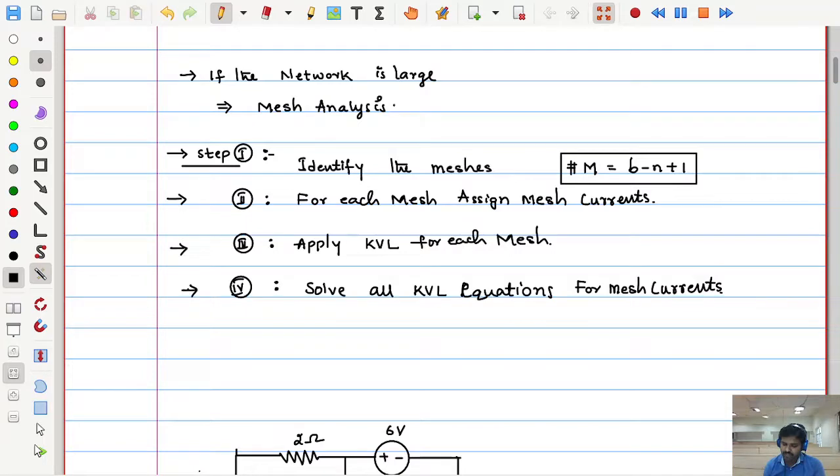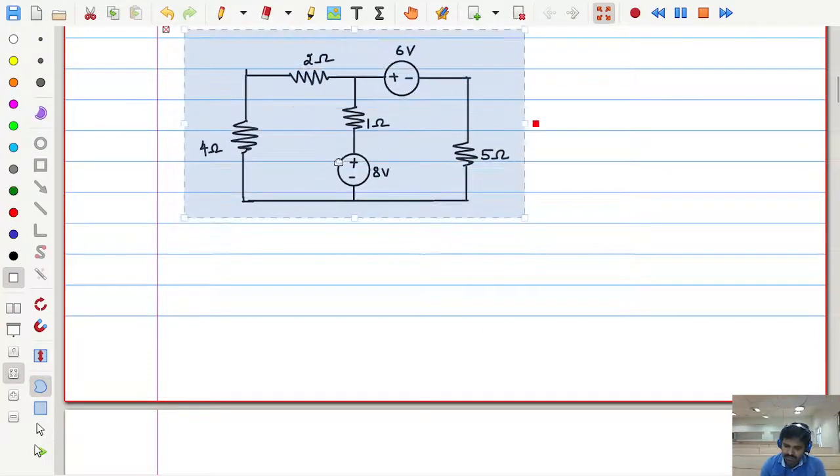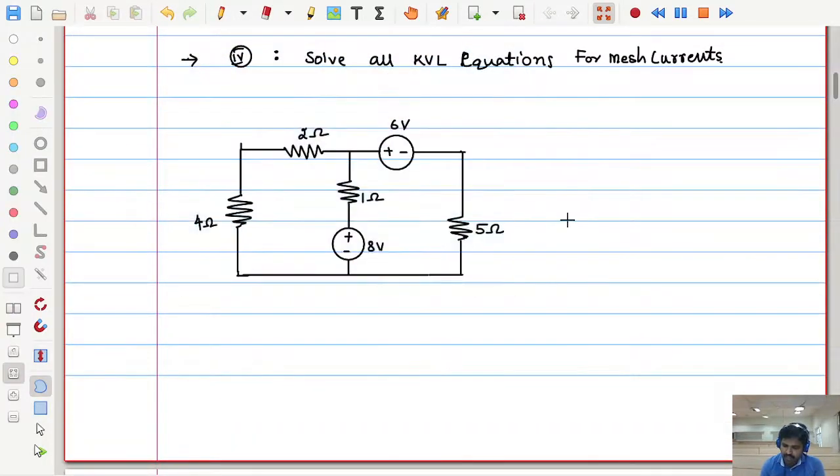So let me have some generalized circuit over here. Take this simple circuit, and let us see what we can do in this circuit and how to implement these 4 steps. Let us inspect them. First, we try to identify the meshes.